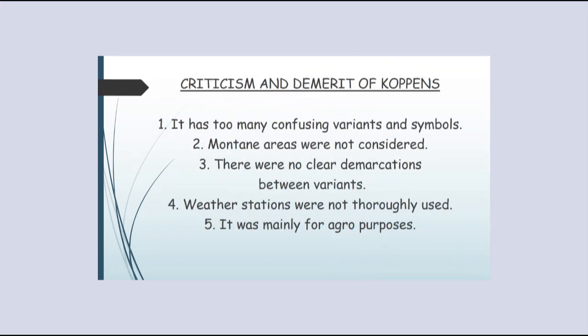What are the shortcomings or criticisms? 1. It was too complex. 2. Koppens failed to add mountain climate, which was later added by Geiger, his follower. 3. The demarcations were too rigid, making it too empirical to understand. 4. Lastly, Koppens relied heavily on European climatic conditions rather than elsewhere in the world, which can be misleading in application to other areas like Africa and Newfoundland.